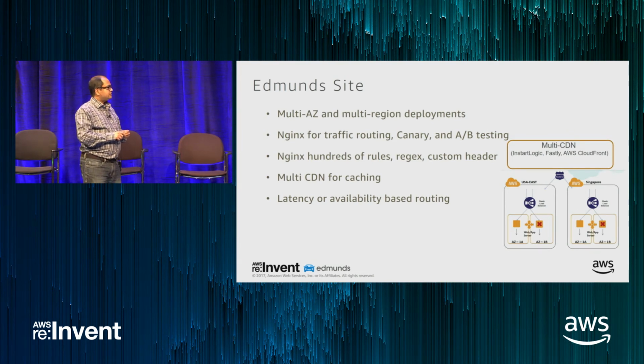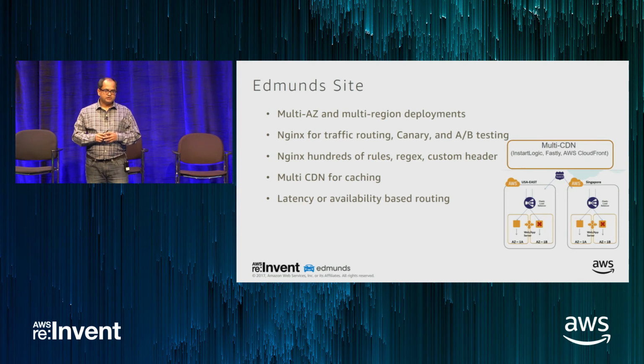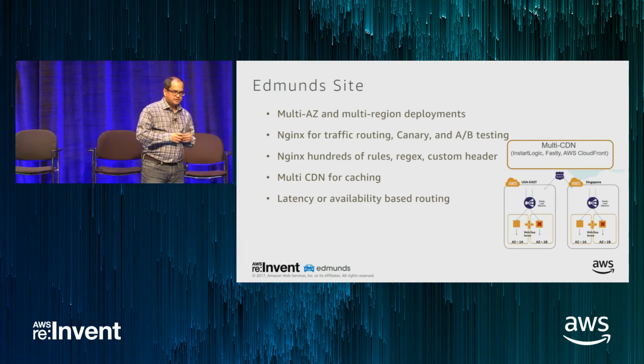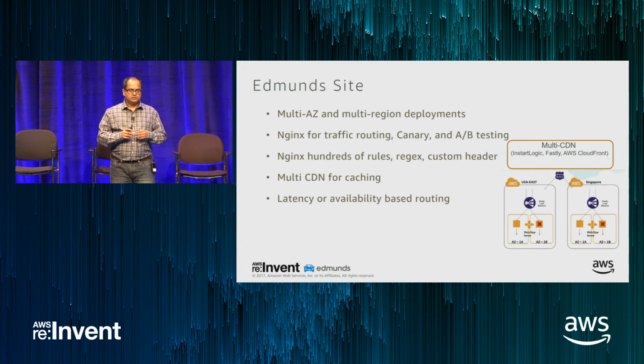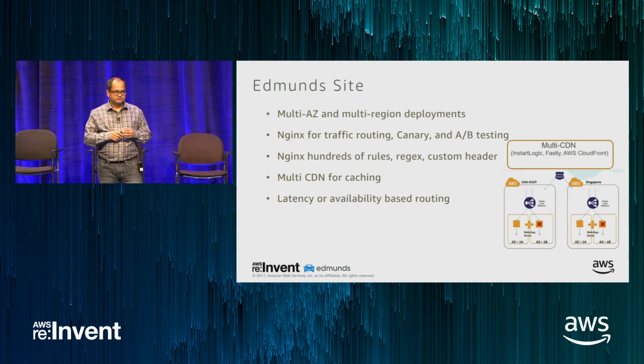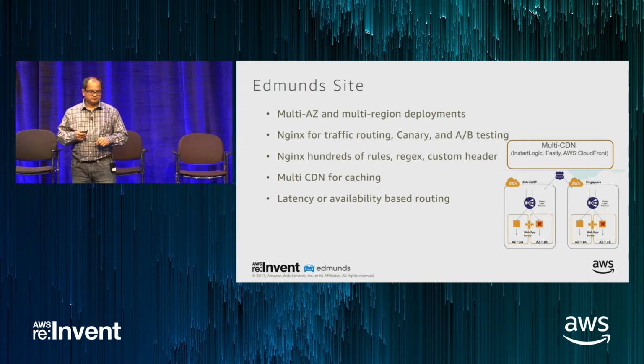A little bit of understanding of how we are structured on our infrastructure side. We are multi-CDN, and we do multi-AZ, multi-region deployment. Nginx is sitting at the top, and then different environments are in different regions that we serve traffic through. We also do latency-based routing, so people who are coming from different regions are served from a different region.